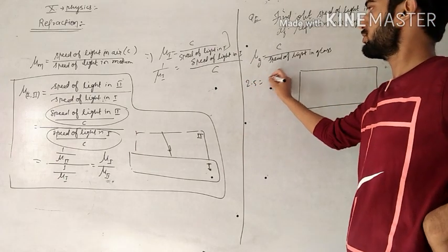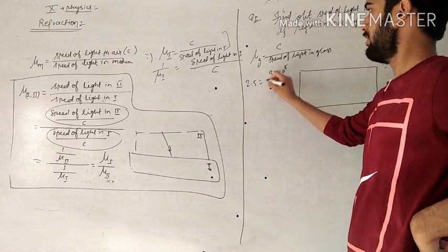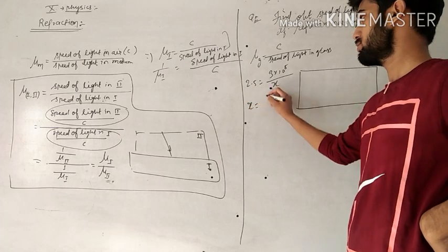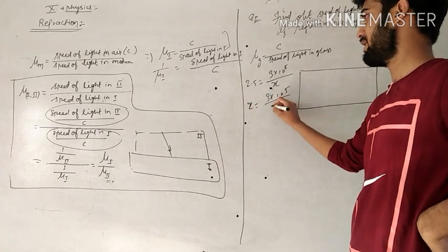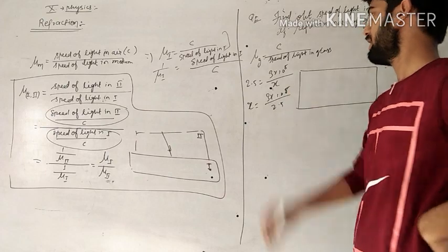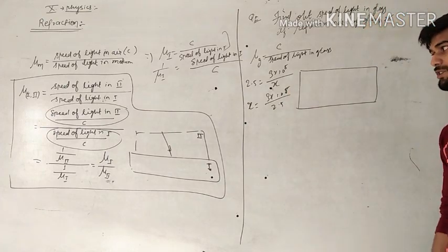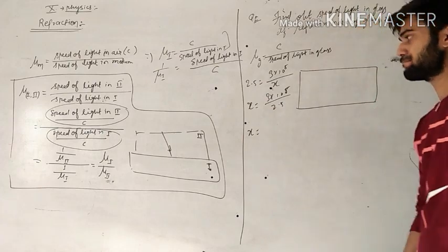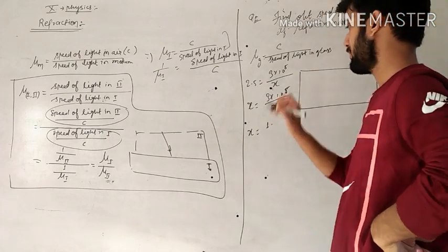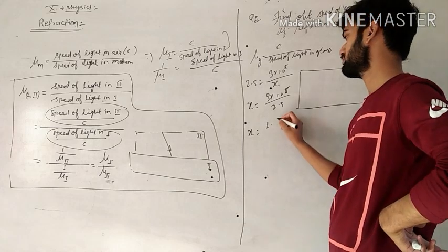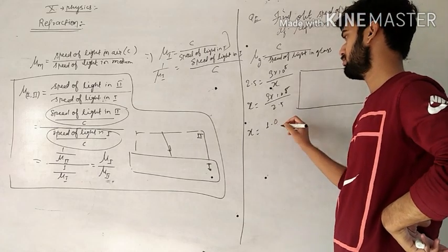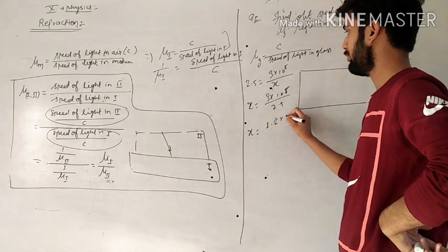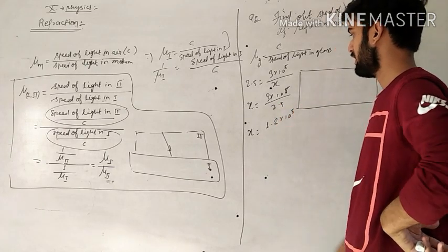That equals c, 3 into 10 to the power 8, divided by the speed of light in glass. Let the speed of light in glass be x. So x equals 3 into 10 to the power 8 divided by 2.5. Therefore x equals 1.2 into 10 to the power 8.